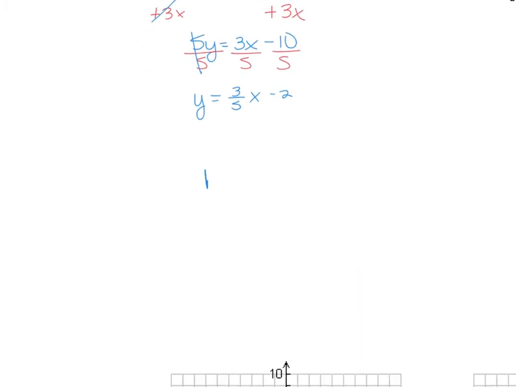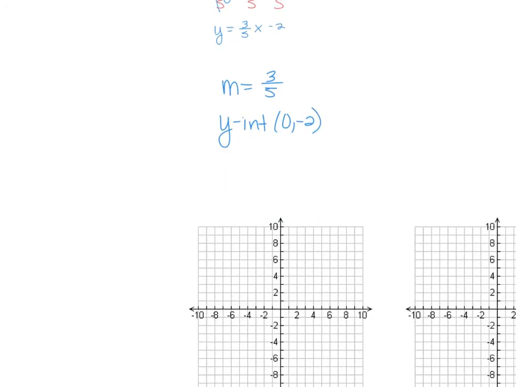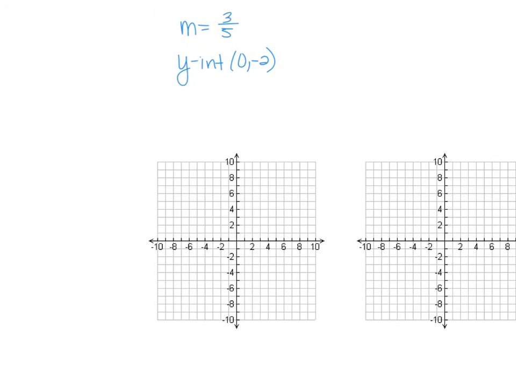Okay, so that means your slope, I'm sorry, the spacing is so crazy. Hopefully it's not on yours. Is 3/5. Your y-intercept is 0, negative 2. All right, so let's put a point at 0, negative 2.